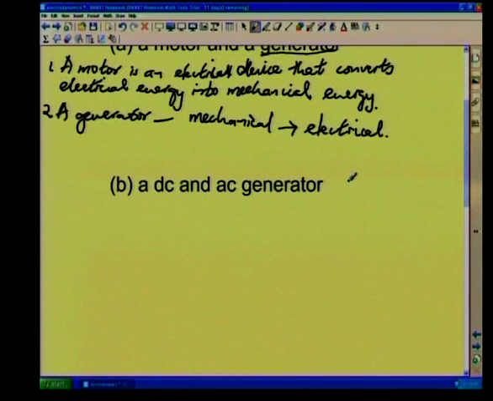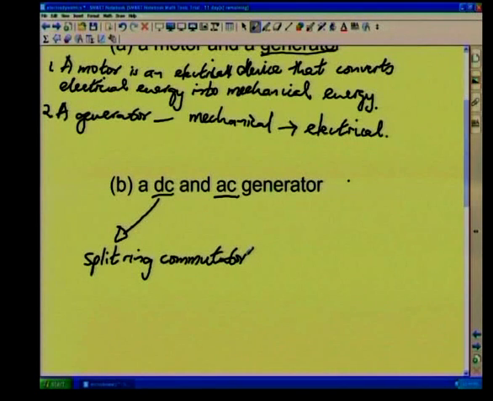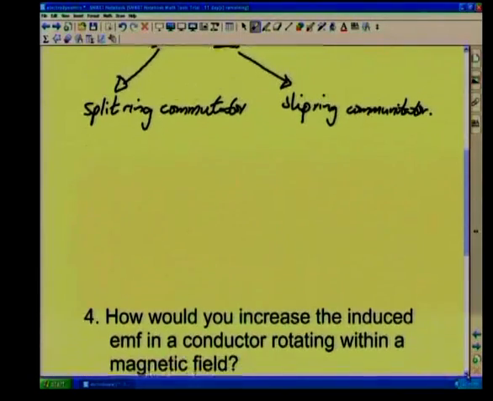The difference between a DC generator and an AC generator: with DC you have got a split ring commutator, and with AC you have got what we call slip rings. Okay, so that gives you the difference between them.